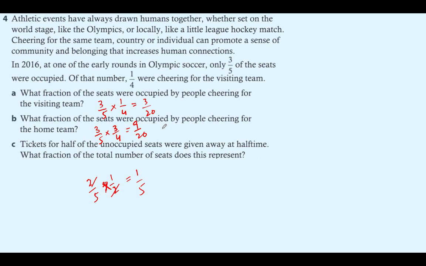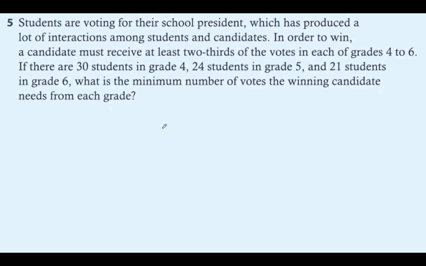Now moving to question number 5. Students are voting for their school president, which has produced a lot of interactions among students and candidates. In order to win, a candidate must receive at least two-thirds of the votes in each of the grades 4 to 6. If there are 30 students in grade 4, that means a winning candidate needs two-thirds of 30.